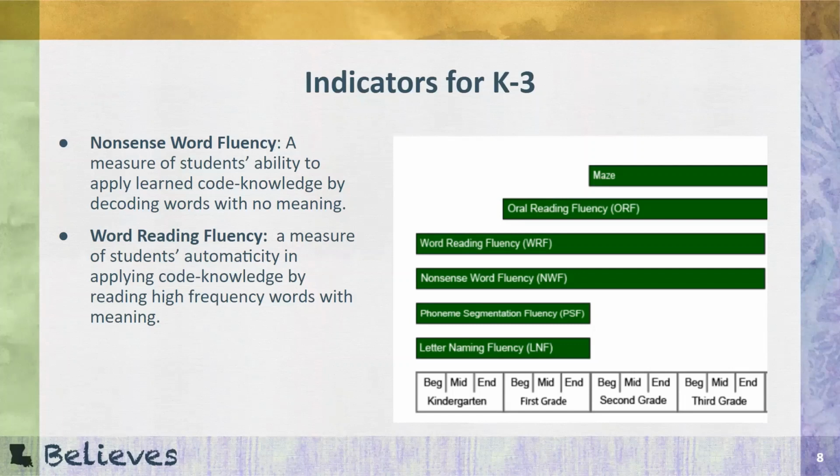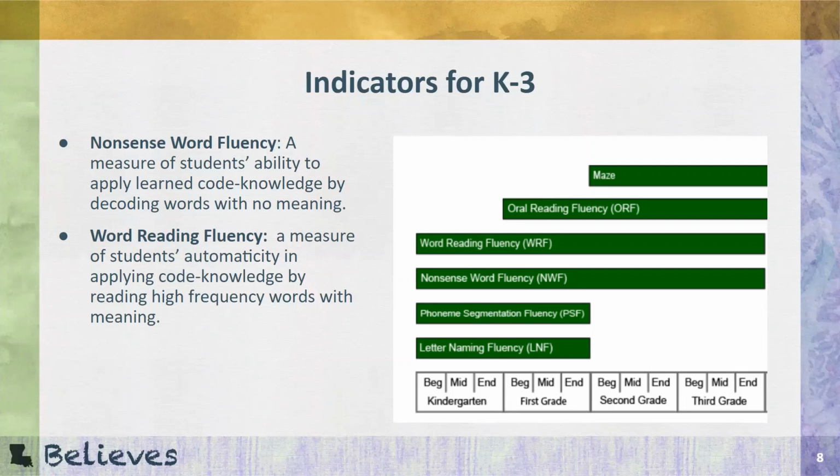Word reading fluency, on the other hand, is a measure of students' automaticity in applying code knowledge by reading high frequency words with meaning. So these are real words, and these are words that most students by this point, the point of assessment, should be familiar with and should be able to read with sufficient automaticity, right? Now, this is not meant to encourage you to have your students practice reading sight words or practicing sight words. If they are automatic in applying code knowledge and they are mastering the content of your curriculum, your students will do just fine with word reading fluency.